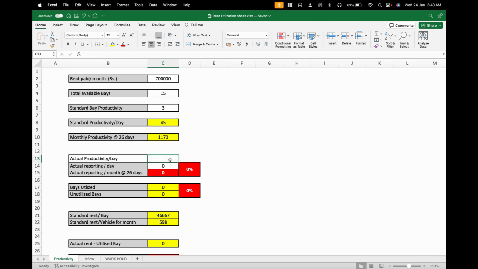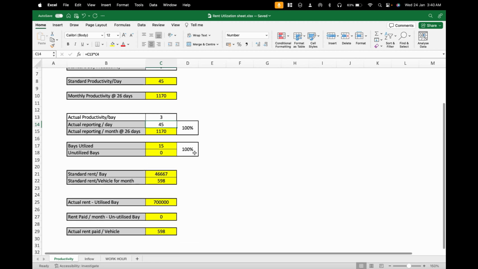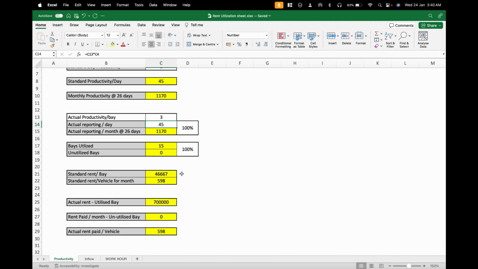If you maintain the productivity at 3, your standard rent per bay comes to 46,667 rupees and your standard rent per vehicle for a month comes to 598 rupees.